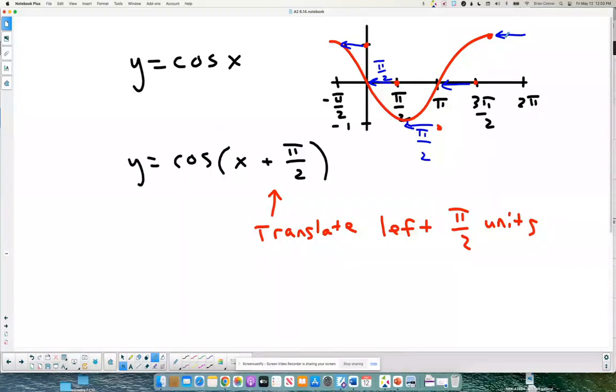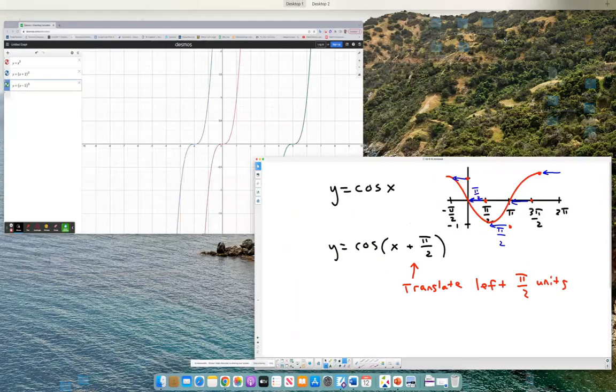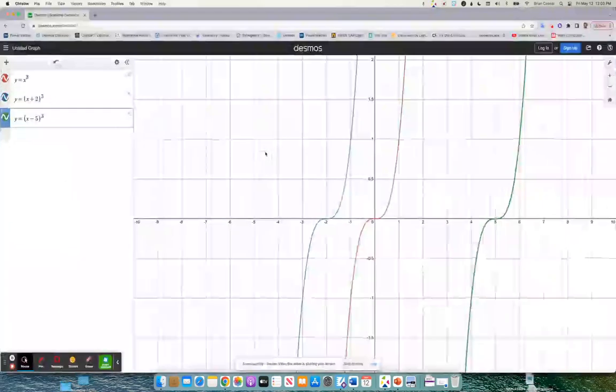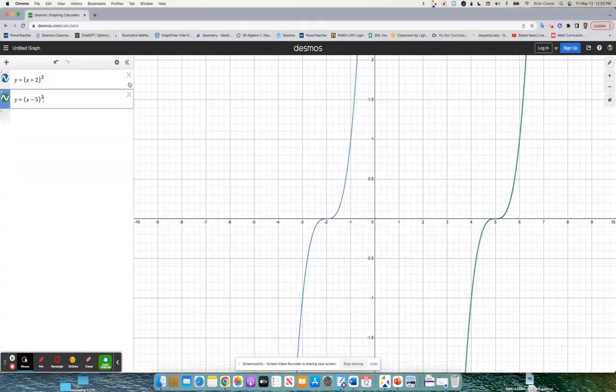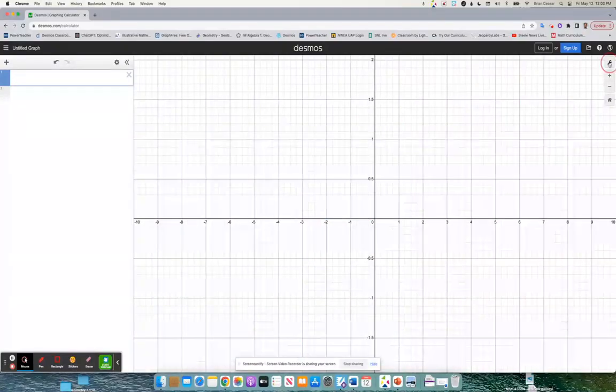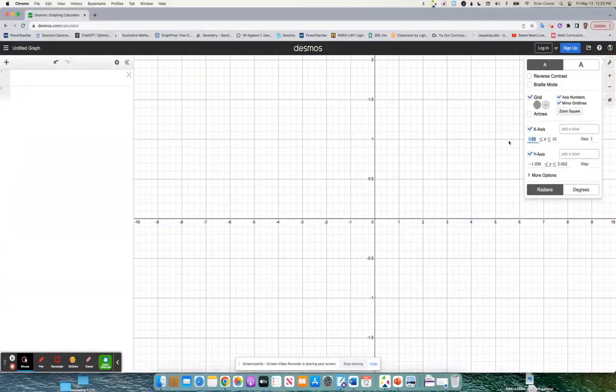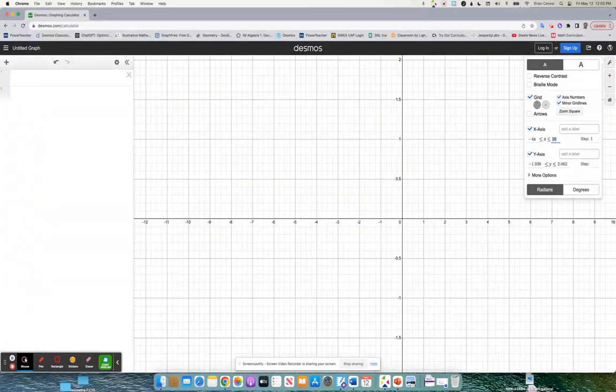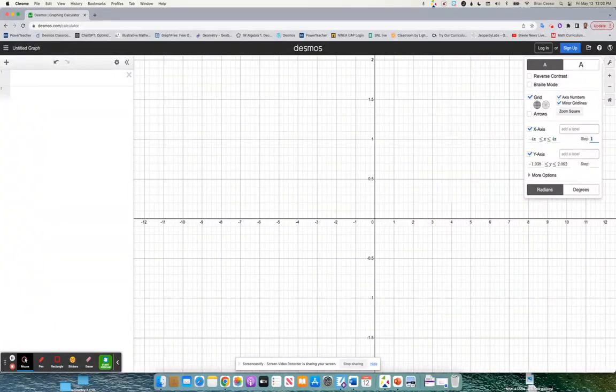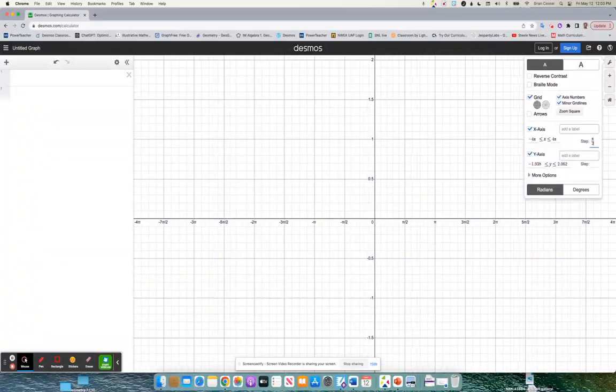So now what I'm going to do is I'm going to go over to Desmos and I'm going to graph some functions here, and we're going to play around with it a little bit. So I'm going to change my axes. I'm going to go negative 4 pi to 4 pi, and I'm going to go by pi over 2.